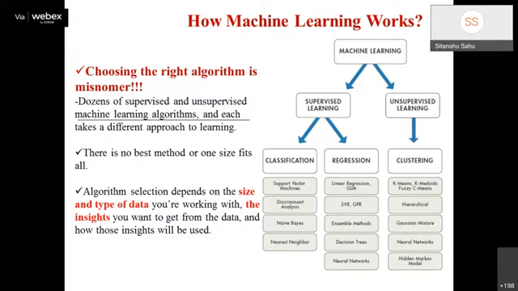So choosing the right algorithm is a misnomer. It is a balancing act. It depends on the type of data or the type of insight that you want to draw. Blindly applying machine learning algorithms will not solve your problem. Rather, we need to go for a systematic approach by looking at the data set you have, and what type of things you want to draw.